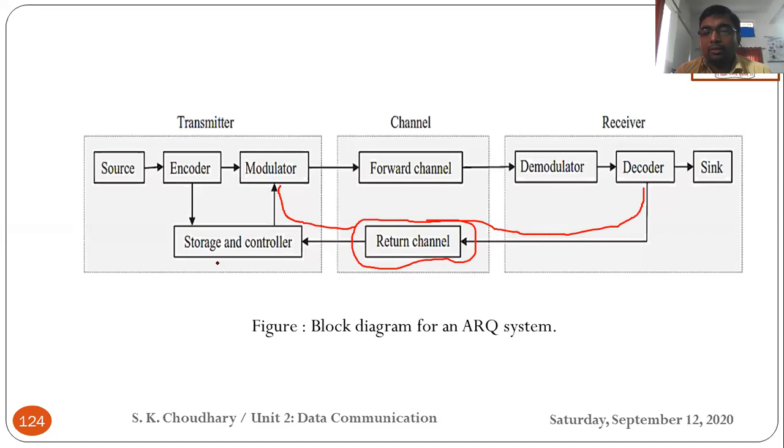Where the storage and controller device is there, it would send the information to the modulator, and then the encoder would retransmit the code word. If the code word is not the correct message, the code word would be retransmitted and made available to the decoder. The decoder would find the correct message code word, then reconvert it into the transmitted message, and it is sent to the user available at the receiving end.